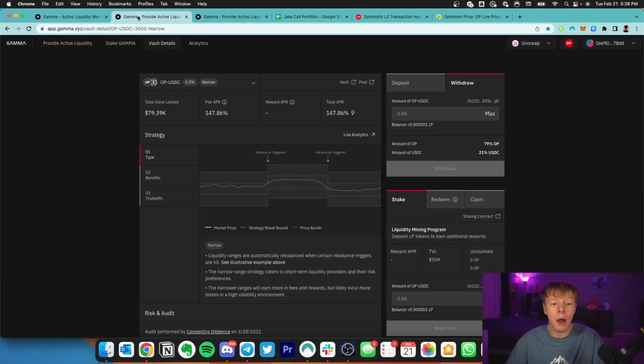So far, I would say Gamma is actually performing better than Dyson because when I deposited into the Matic to USDC pool, Matic was actually at a lower price than it's currently at, and I still ended up losing money. However, with Gamma, when I deposited into this pool, OP was at a much higher price and actually went down 20% to current price. However, my position only fell 12%.